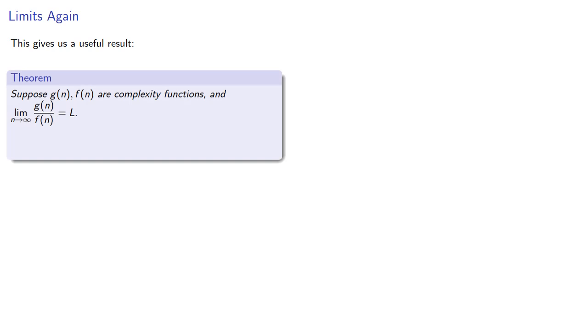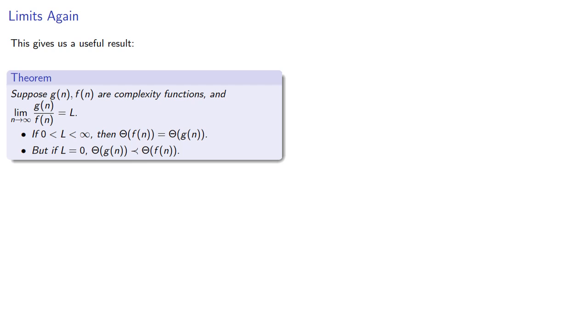And this gives us a useful result. Suppose f of n and g of n are complexity functions and their quotient has limit L. If L is a non-zero finite real number, then the two functions have the same order. But if L is 0, the order of g of n is smaller than the order of f of n.